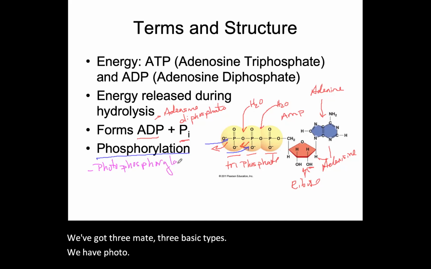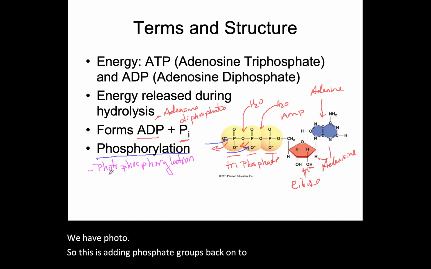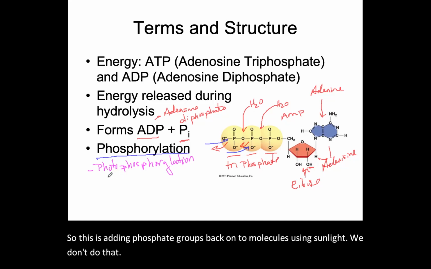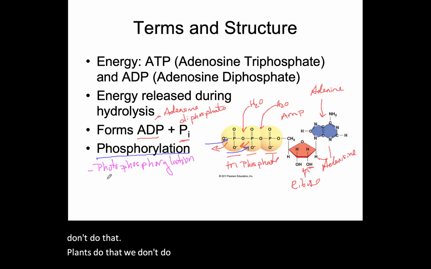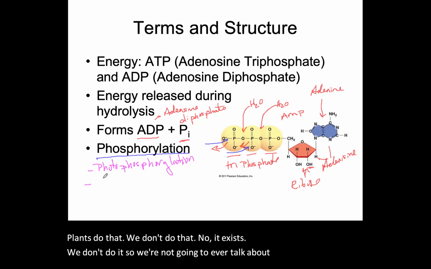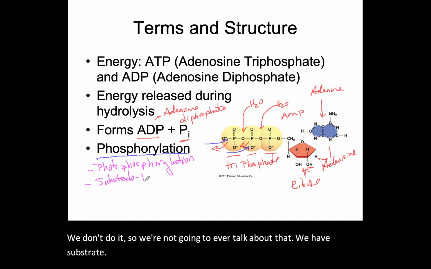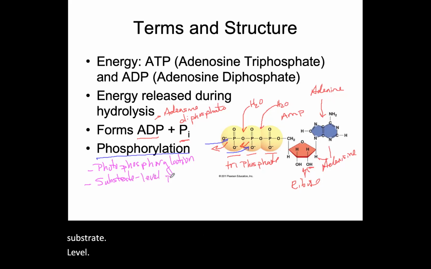Photophosphorylation. This is adding phosphate groups back onto molecules using sunlight. We don't do that. Plants do that. It exists, we just don't do it, so we're not going to talk about that. Then we have substrate level phosphorylation.